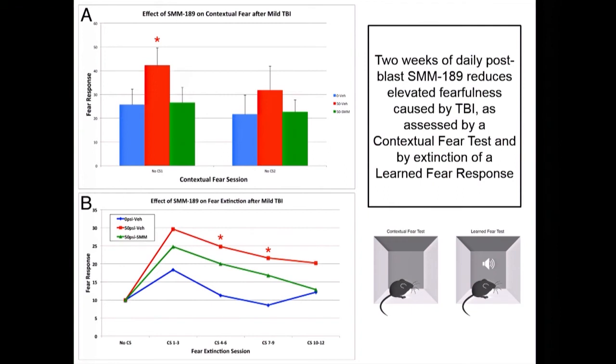And so over the course of 12 repetitions of this, what's called the CS, the conditioned stimulus, the animal initially shows fear if it's a non-blasted animal receiving vehicle, and eventually stops showing any significant fear altogether. The animals that got blast show a lot of fear that does not extinguish. The animals that got drug show intermediate fear, but they do extinguish. So this drug has alleviated the fearfulness after TBI.